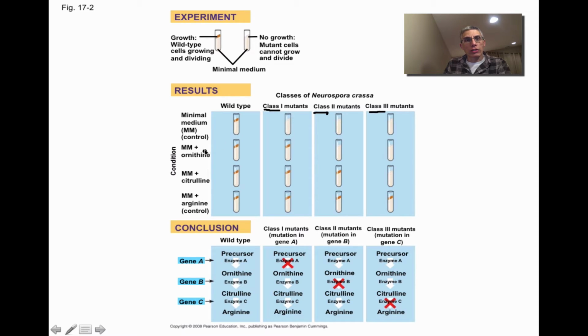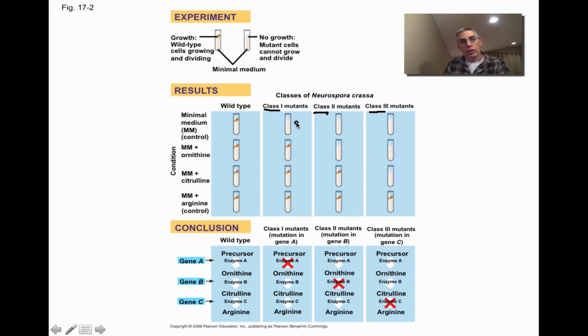Now, if you look over to the left, you're going to notice these were the different environments or conditions that these different mutants and the wild type were exposed to. The conditions that you exposed the wild type bread mold to didn't make a difference because remember, the wild type can synthesize all of the essential amino acids or molecules that it needs to survive. So if you subjected it to the minimal, it did fine. If you added this particular molecule, which is ornithine, it did fine. Citrulline did great. Of course, arginine, it grew as well.